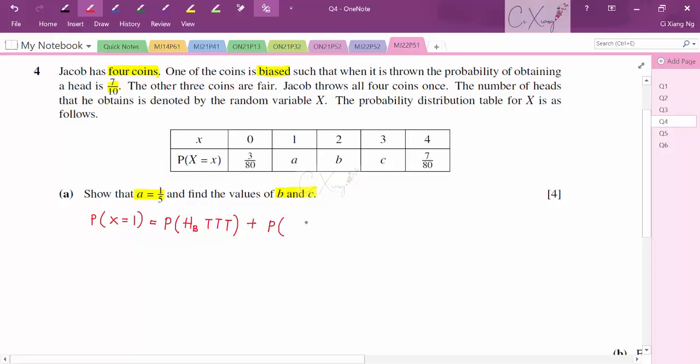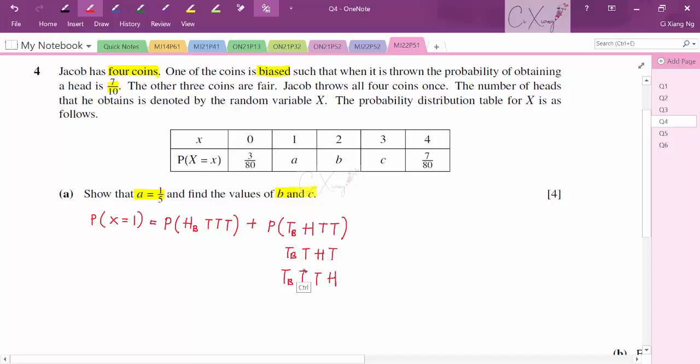For the second case that we have, we might have the head actually from the fair coin, and the other 3 tails, one of them are from the buyer's coin, the other 2 are from the fair coin. Okay, so besides the second coin giving you a head, it might also have the third case where this third coin has the head, and also the last coin having the head.